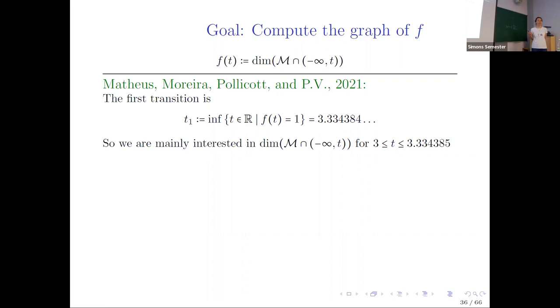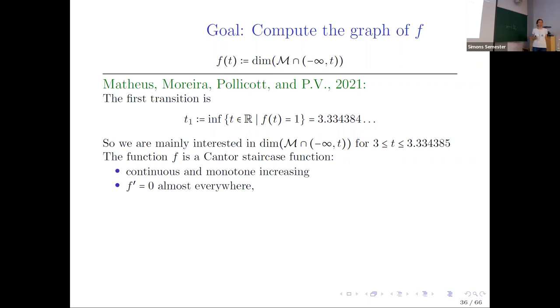Now we are interested in the values of this function between three and this first transition point that we have computed, because afterwards it is of course one, it cannot be bigger than one, and before that it is zero. So what do we know about this function? It is wild. It is a Cantor staircase function, which means that it is constant almost everywhere. It is zero before three. It is one after the transition point.